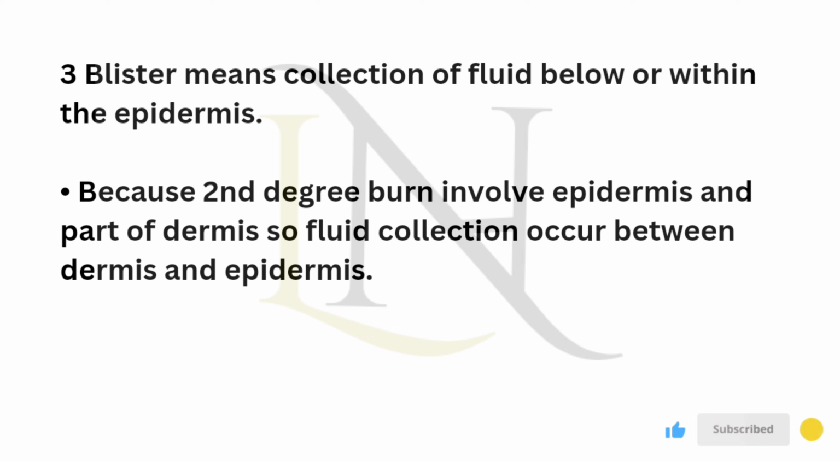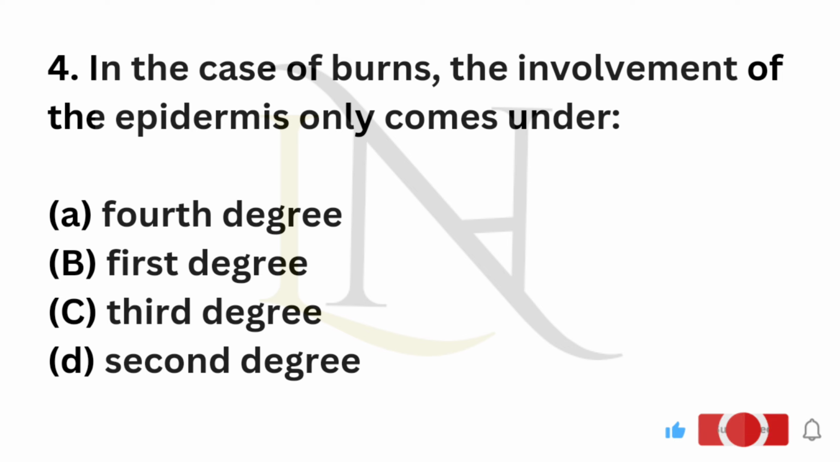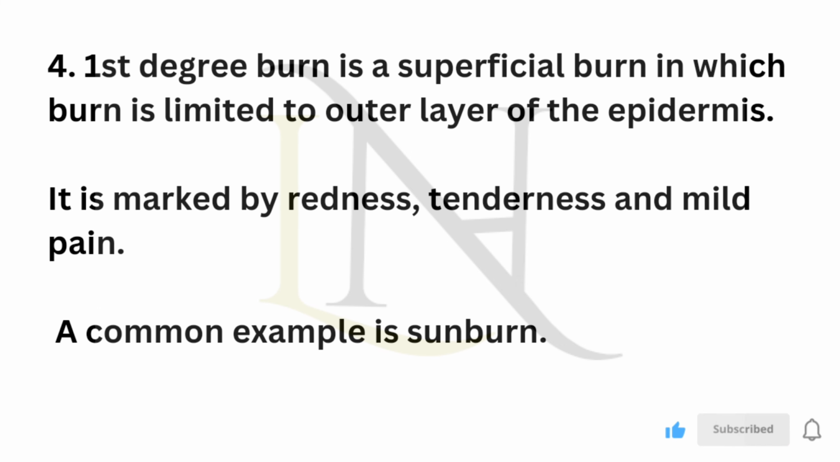Move to the next MCQ. In the case of burns, the involvement of the epidermis only comes under: option A, fourth degree; option B, first degree; option C, third degree; option D, second degree. Answer is option B, first degree. A first degree burn is a superficial burn in which the burn is limited to the outer layer of the epidermis. It is marked by redness, tenderness and mild pain. A common example is sunburn. Next MCQ.